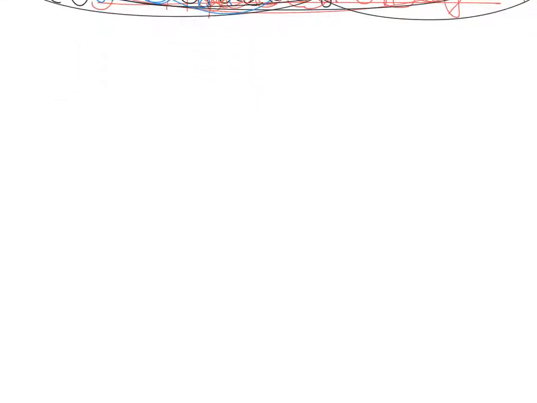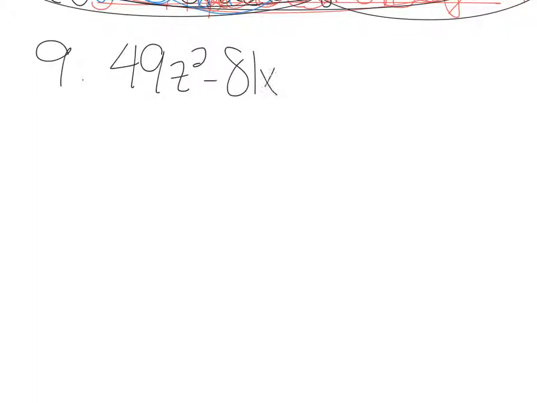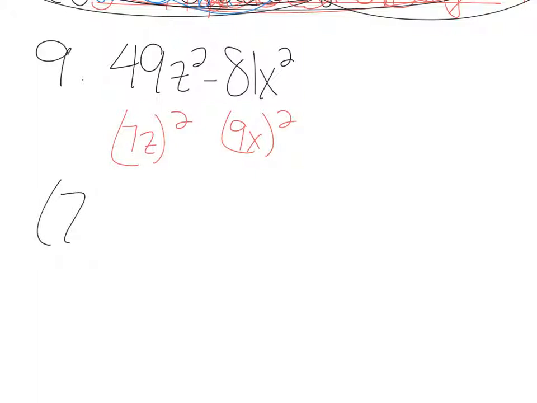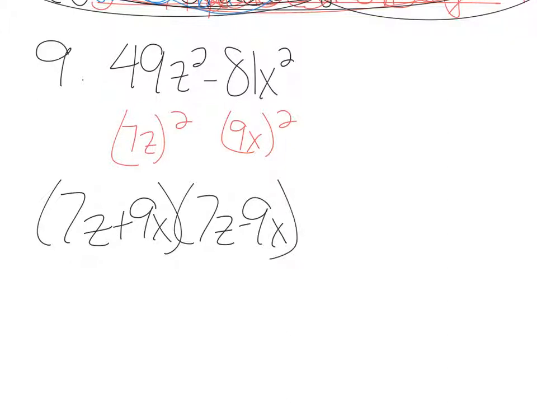And let's just try 2 more. This time let's do 49z squared minus 81x squared. We're seeing if we can fill in these two blanks. I'm looking for something squared that will give me 49z squared. So 7z squared will do the trick. And then for 81x squared, if I take 9x squared, that should give me what I'm looking for. So for this one, we can take 7z plus 9x, 7z minus 9x.